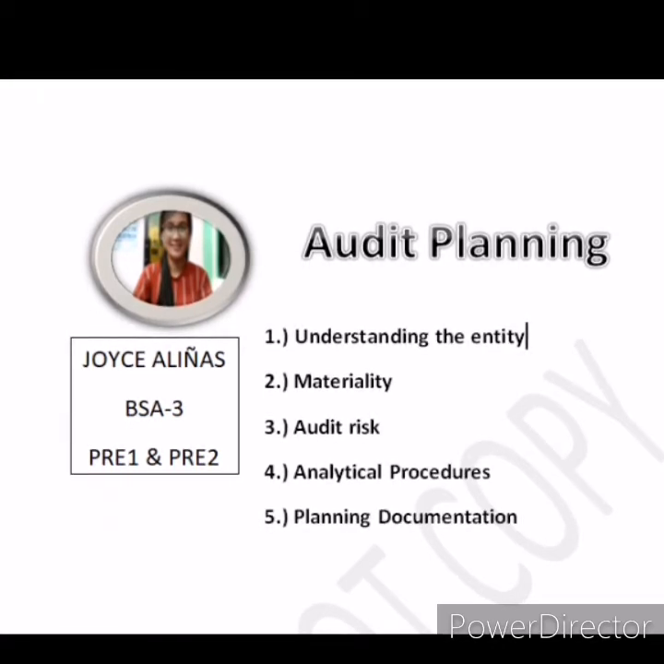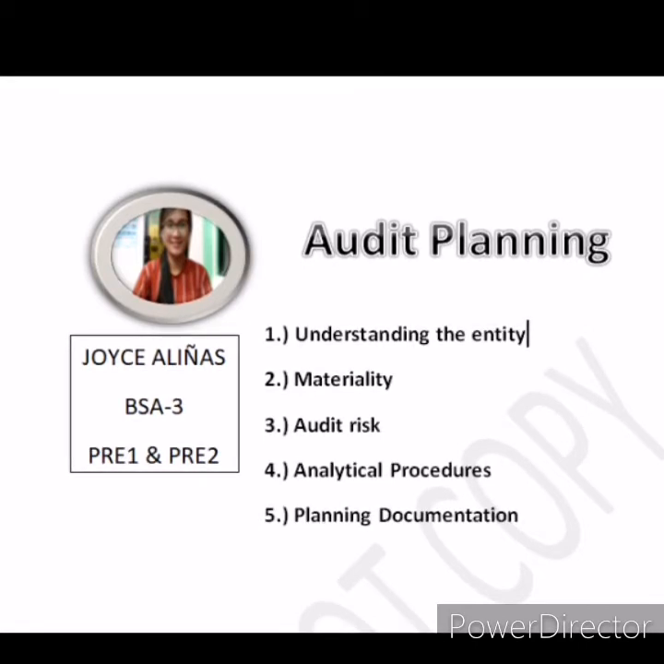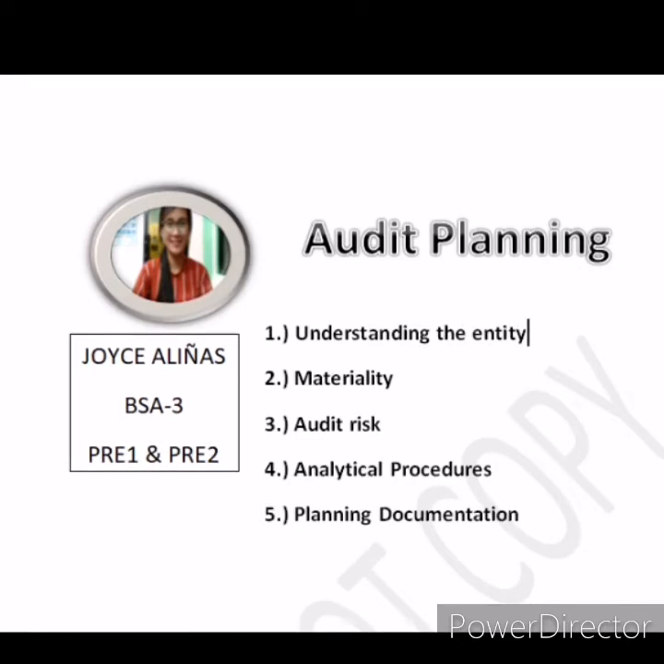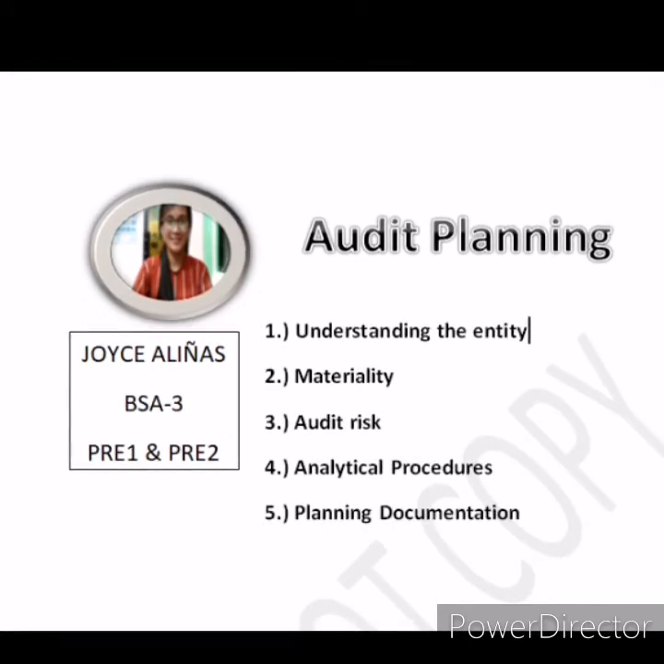Audit risk is equal to inherent risk times control risk times detection risk. Inherent risk is the susceptibility of accounts to material misstatements. Control risk is the risk that an internal control is ineffective. And lastly, detection risk is the risk that misstatements cannot be detected.